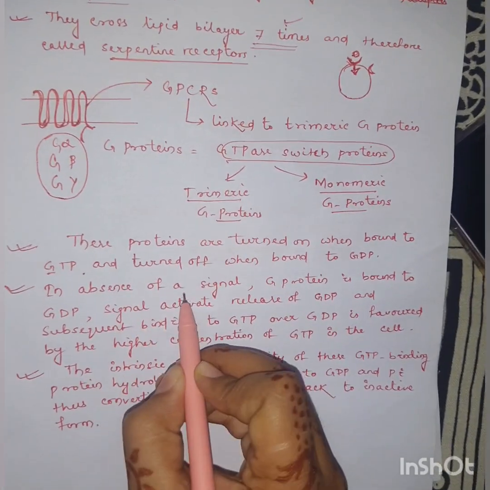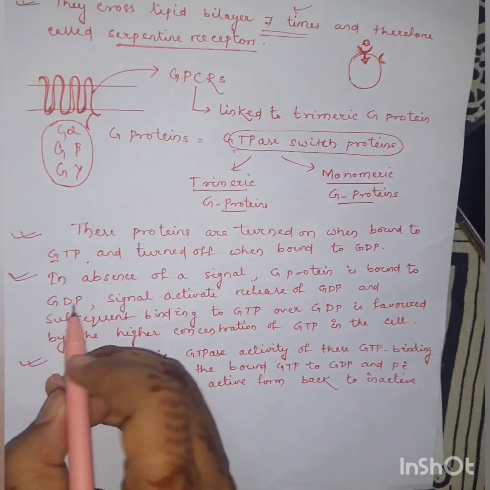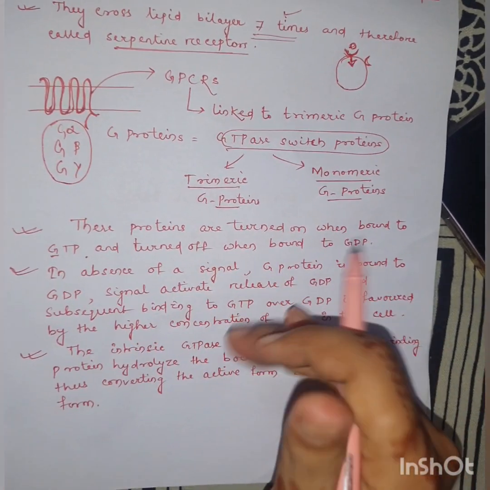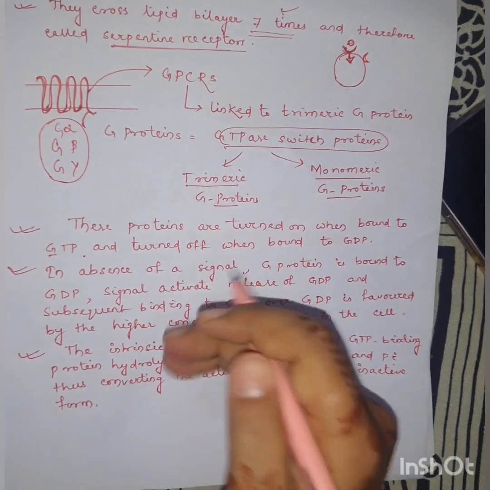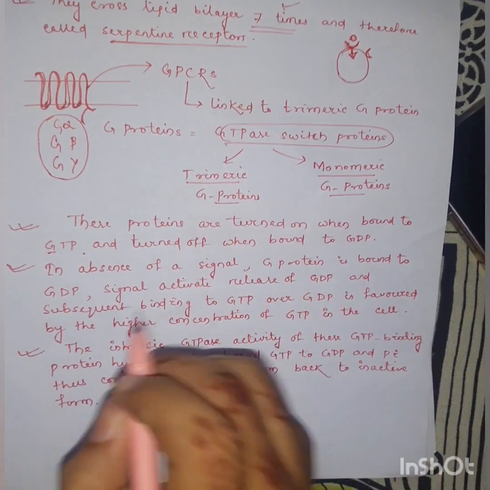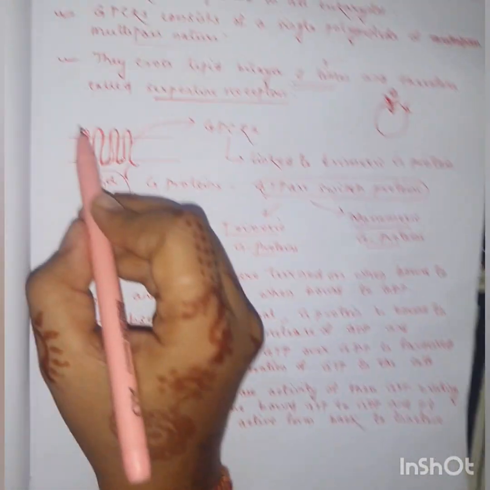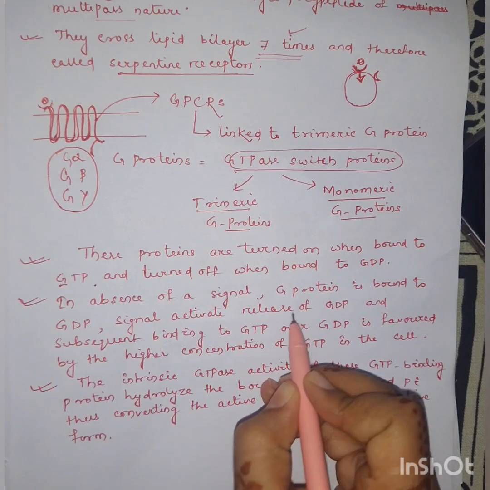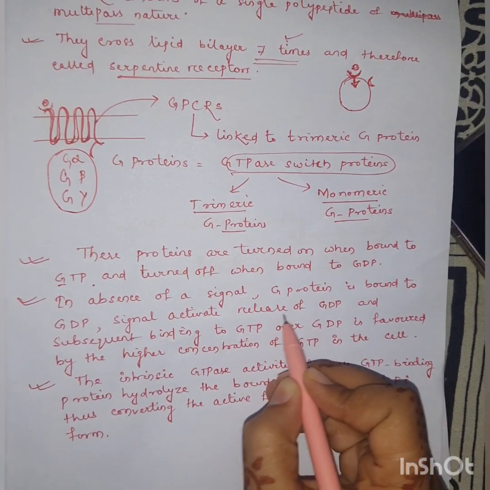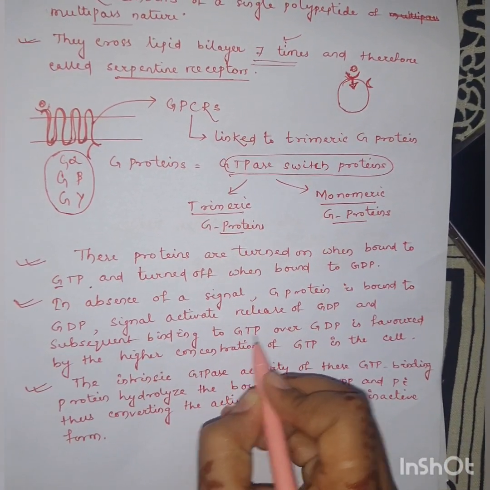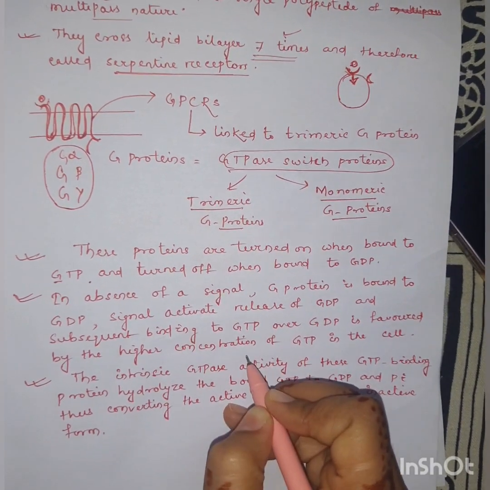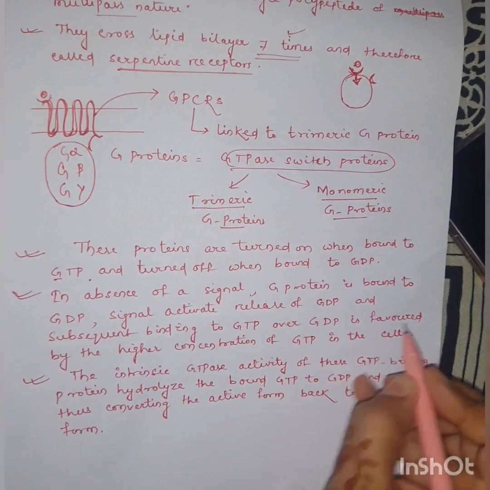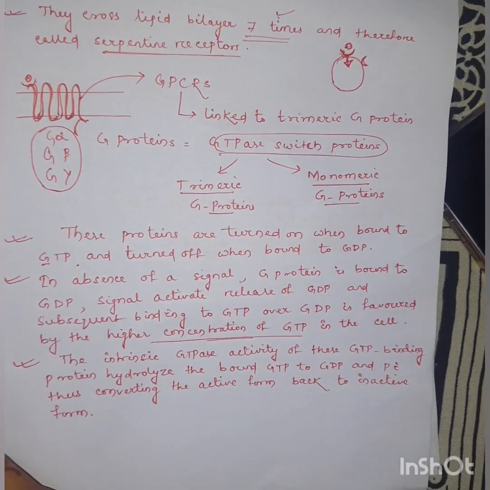In the absence of a signal, G protein is bound to GDP. That means in the absence of signal, these proteins are in their turned off stage. Signal activates release of GDP. So when a signal attaches to this GPCR, they get activated, and the release of GDP and subsequent binding of GTP occur. This binding of GTP and release of GDP is favored by the higher concentration of GTP.